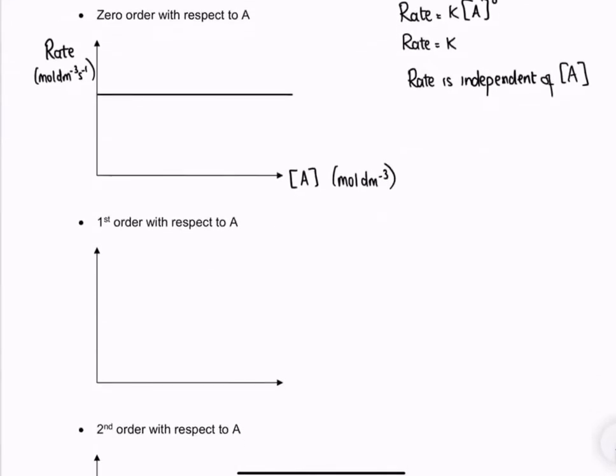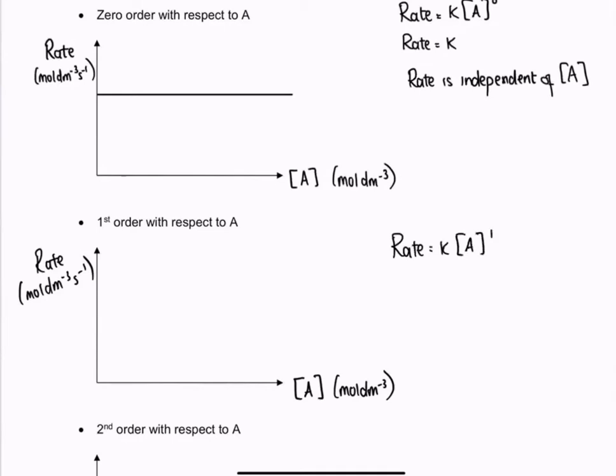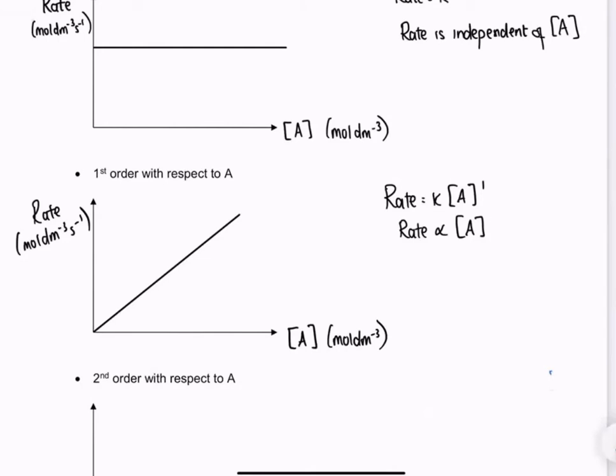Okay, so what do we mean if something's first order with respect to A? Just pause the video again and label your axes. So there we go, we've got our rate up the side and our concentration of A along the bottom. And here remember, if our rate equation was something like rate equals k[A]^1, k is just a constant, so what we can say is that rate is proportional to the concentration of A. So what would that look like? It's our y equals mx graph, but there is no plus c, so where does it cross the y and the x axes? So we should have a y equals x kind of line there.